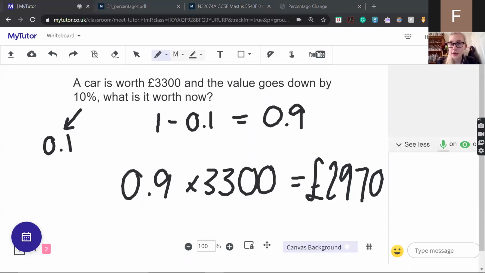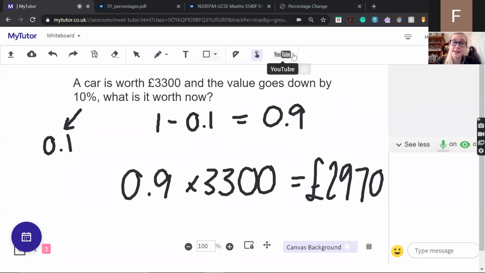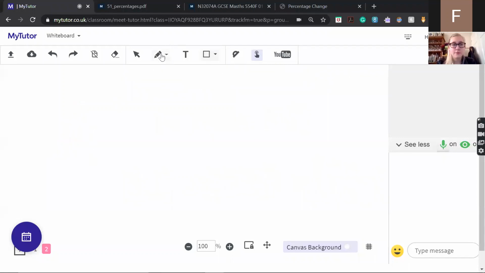So let me just check if people are getting that. Somebody said, where did you get the 0.1 from? That's from the 10%. That's what the multiplier is for 10%. We're dividing it by 100. Yeah. Cool. Okay. What I'm going to do is get some questions up from here.